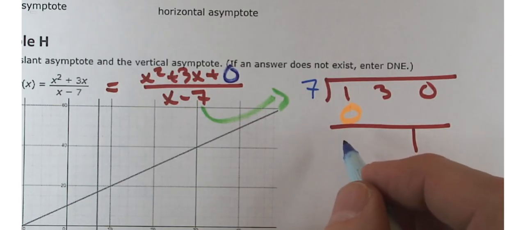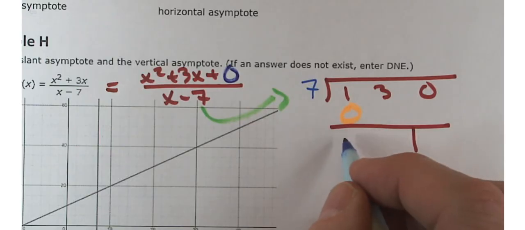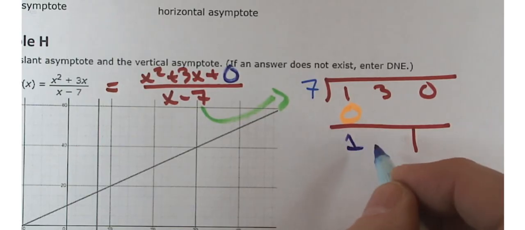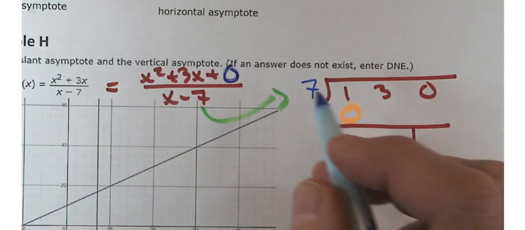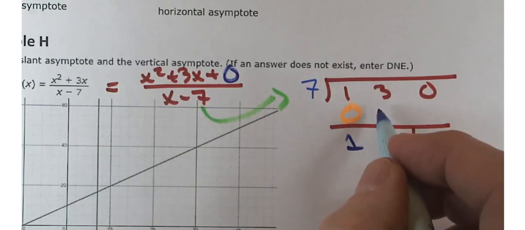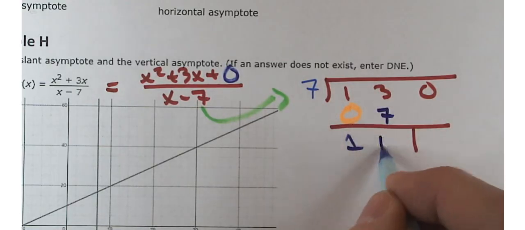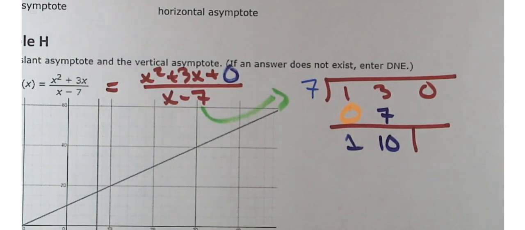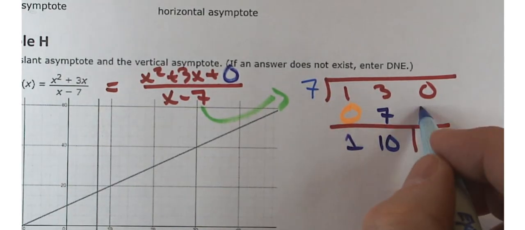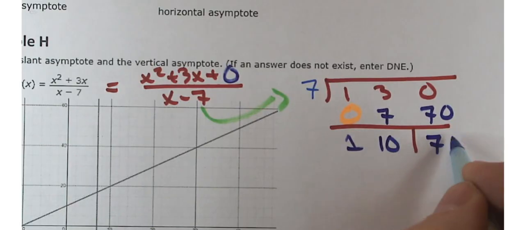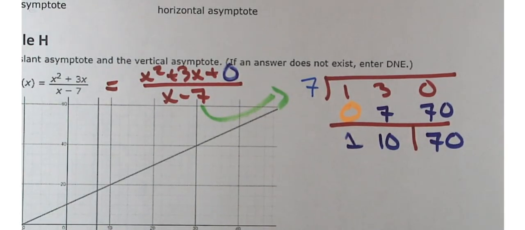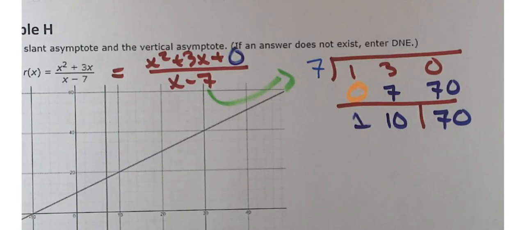First step is to add to go down. Thank you. So 1 here, 7 times 1 is 7, add to go down, multiply gives me 70. Great. So you get something like this. Hopefully you know your synthetic division real well by this point because you're going to have to use it a lot. But what does that say?